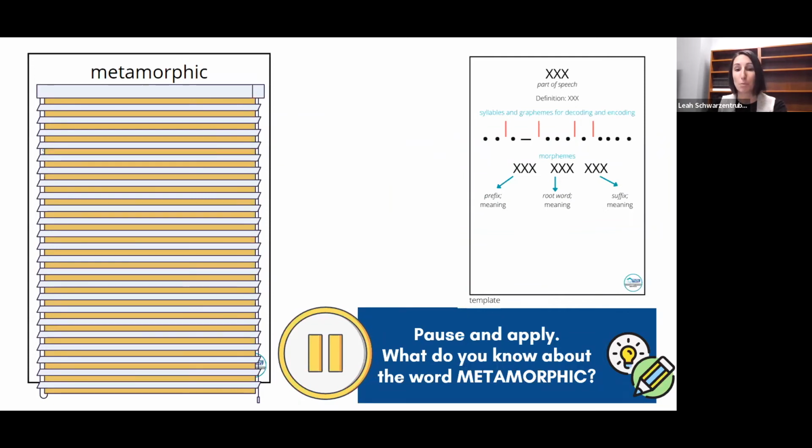Using the word metamorphic, grab a Post-it or piece of paper and take a minute to identify the part of speech, a kid-friendly definition, the graphemes and morphemes that are part of this word.